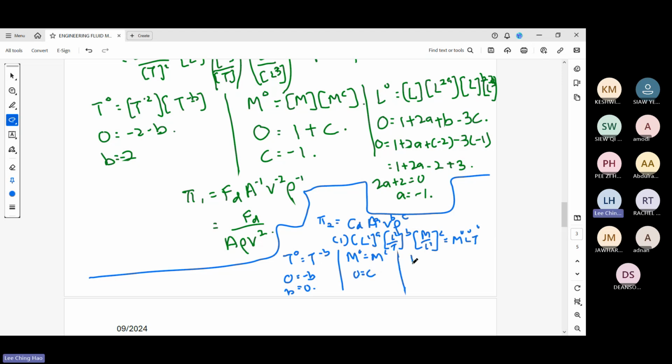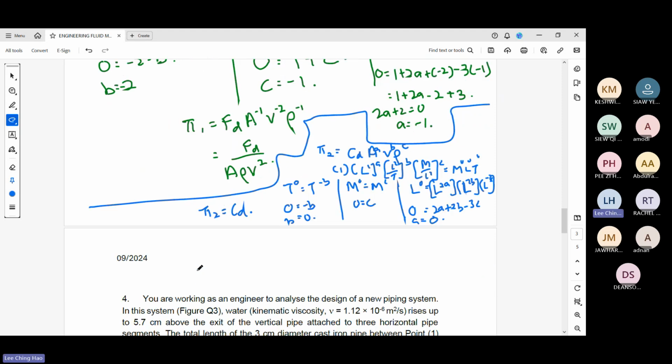And then L 0 is for L2A, L2B, and then L negative 3C. Okay, so then 0 equals to 2A plus 2B minus 3C, whatever. So A is 0. Okay, so which means that pi 2 equals to coefficient only, because all are 0.